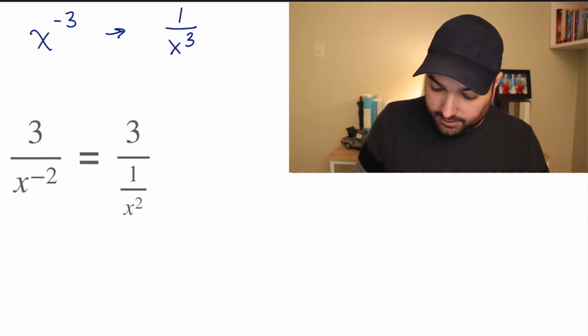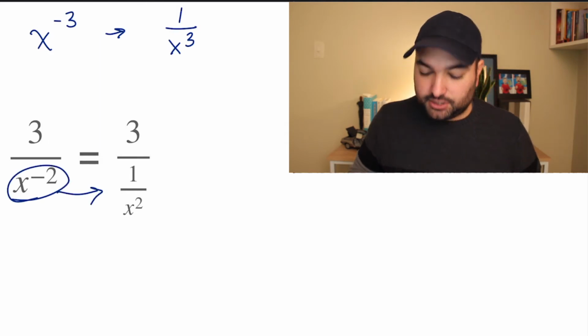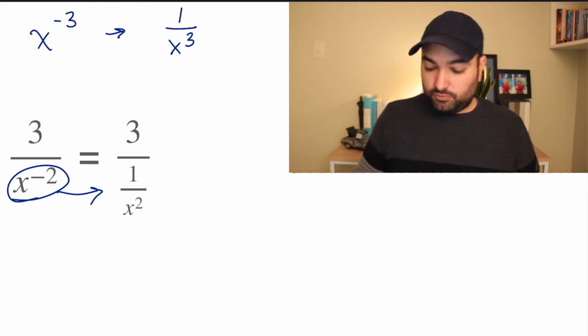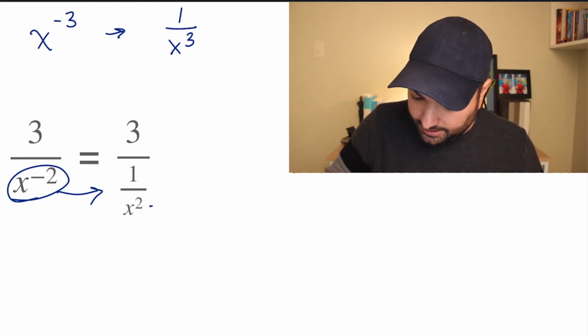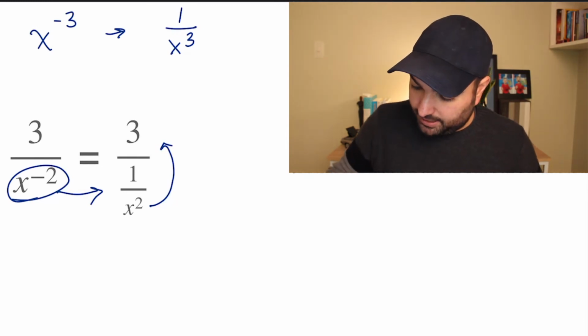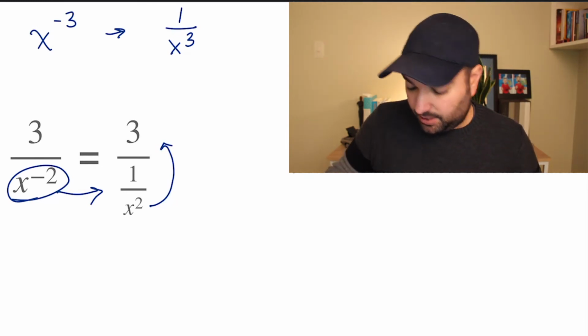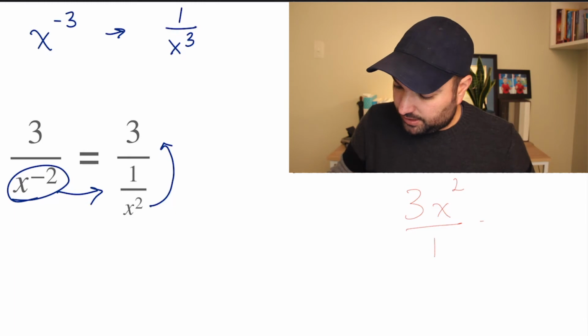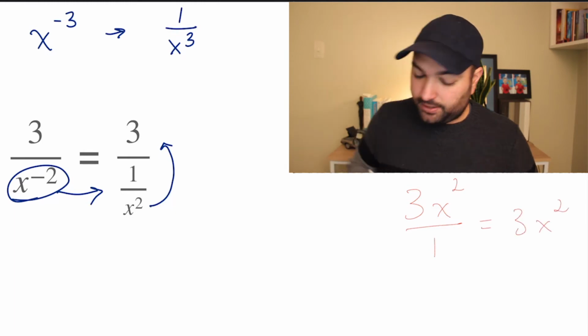And so what's happening here is that this x to the negative 2 down here is going to become this fraction in the denominator. And if you remember our little rule, we're going to take that and multiply the numerator by it. In the end, here would be our answer. We'd have 3 times x squared over 1, or we can just write simply 3x squared.